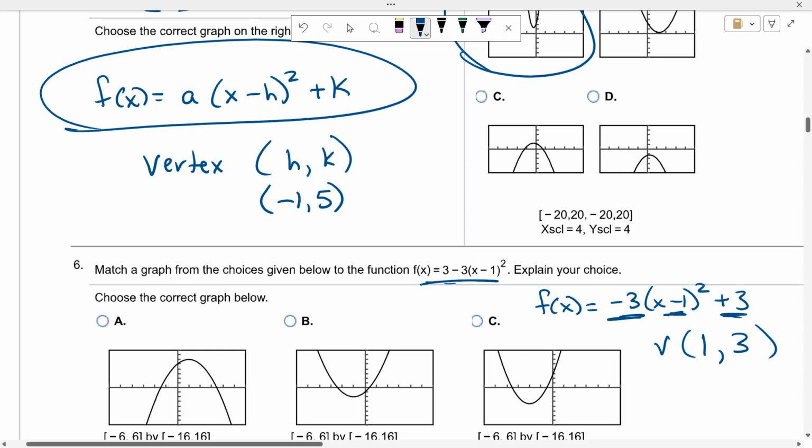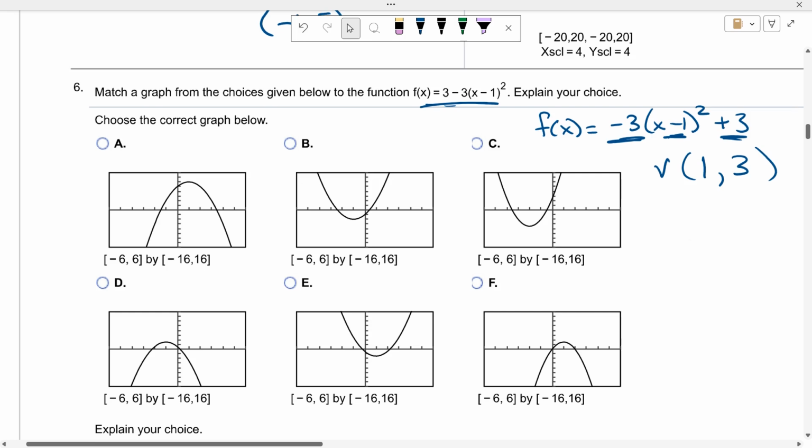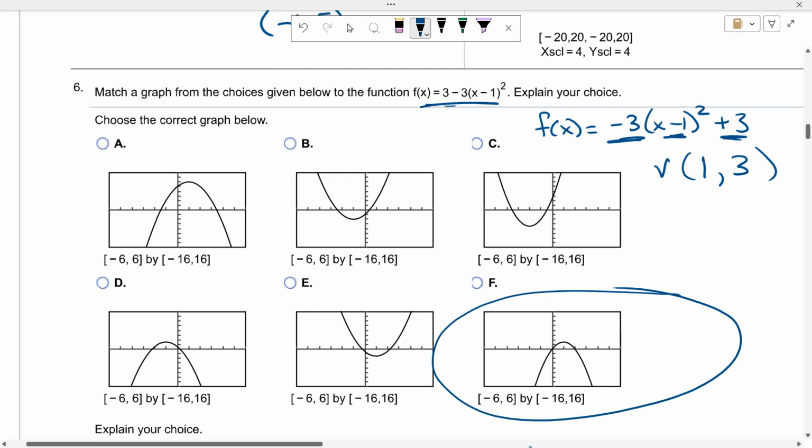Is it going up or down? Down, because it's a negative, and it's 3 times skinnier. So it's skinny going down at 1, 3. So at 1, 3, which one is at 1, 3? Well, I think this one is at 1, 3. And it's skinny, and it's going down. I don't know how skinny it is, but I guess it's skinny.